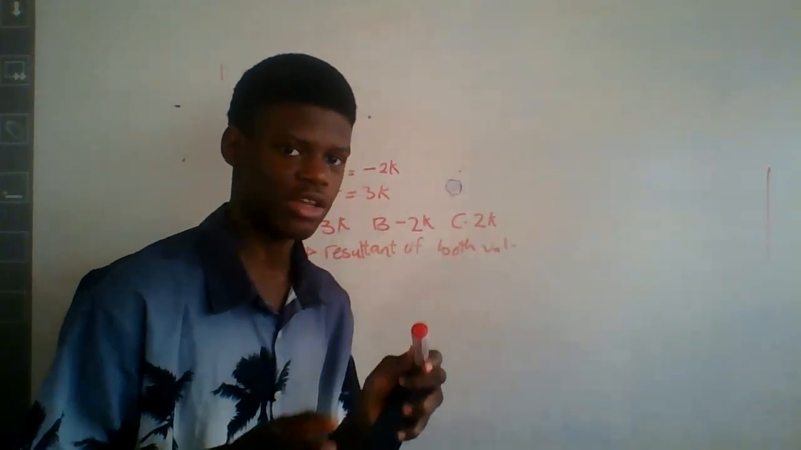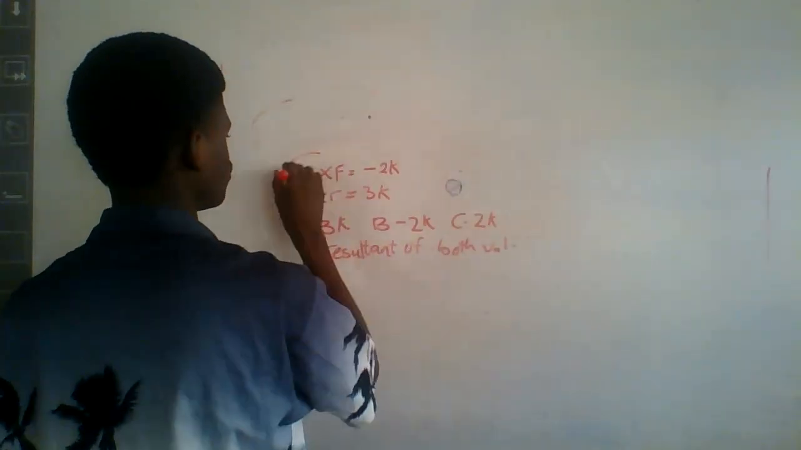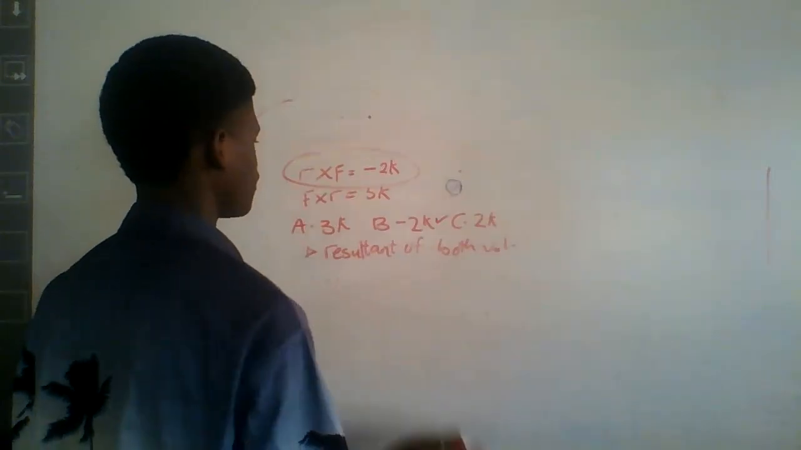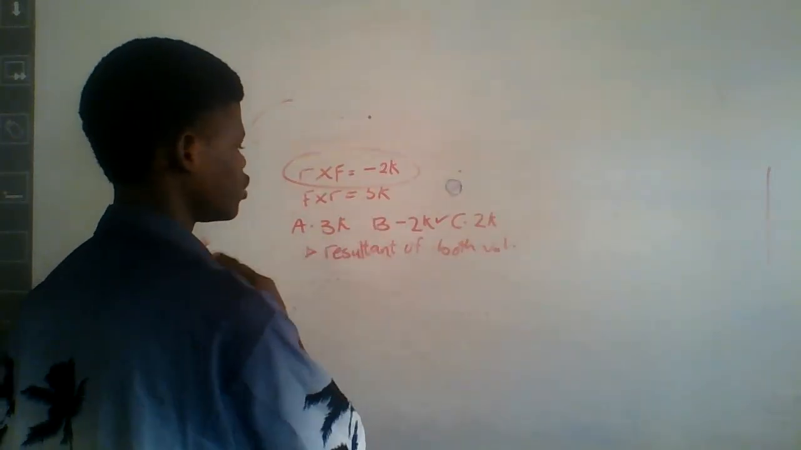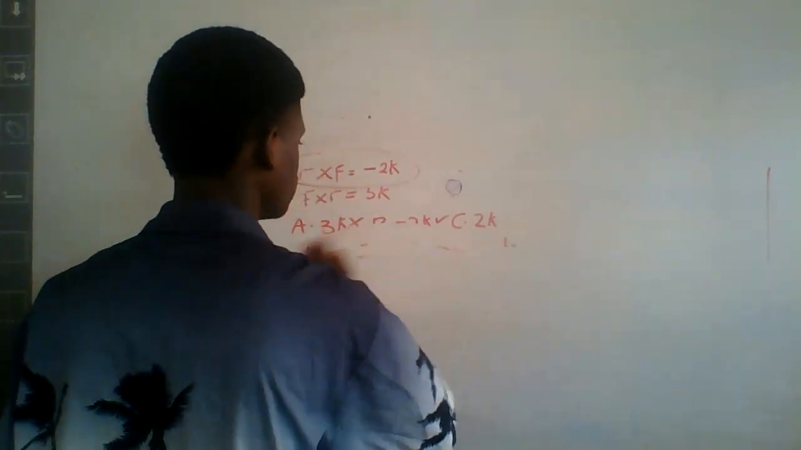This one is just testing our knowledge on torque. Torque is R cross F, not F cross R. So looking at this question, R cross F is minus 2k, so the torque is actually minus 2k, and that's option B. Not F cross R, which is wrong. This is correct: R cross F, not F cross R.